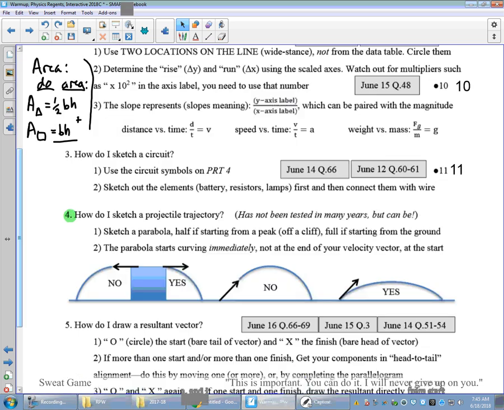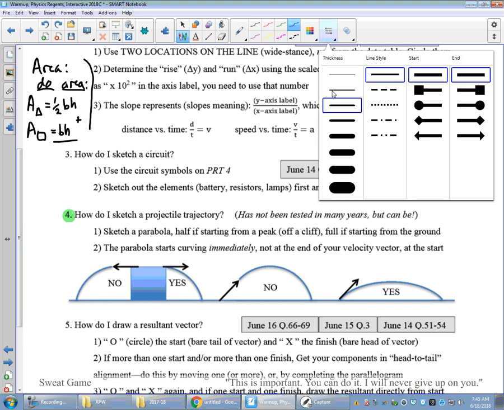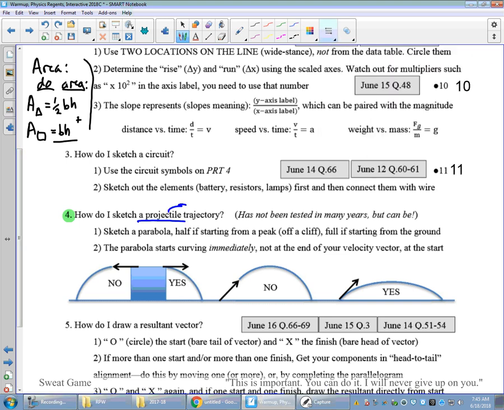How do I sketch projectile trajectory? Used to be more common than what it is. Just beware, the moment an object becomes a projectile, let's be very clear about this. A projectile is under the influence of Fg only, the force of gravity only.